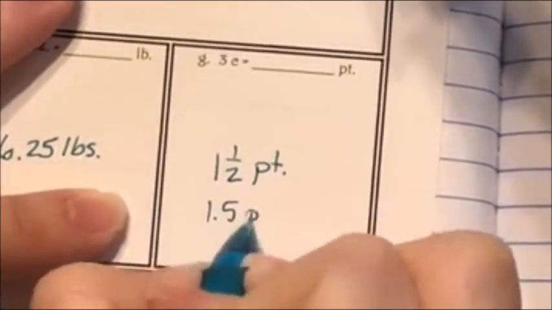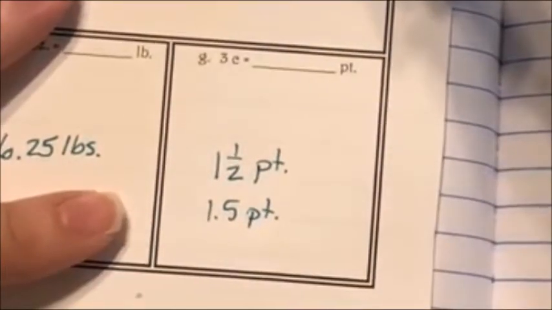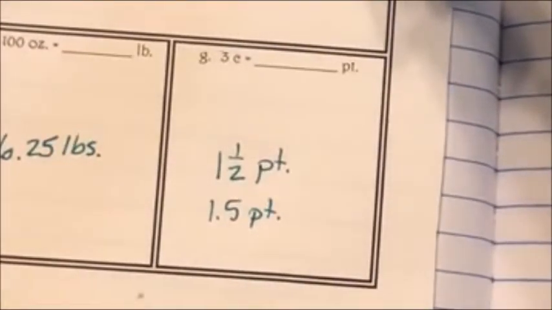So 3 cups is 1.5 pints. Okay. And that is the end of lesson 5.